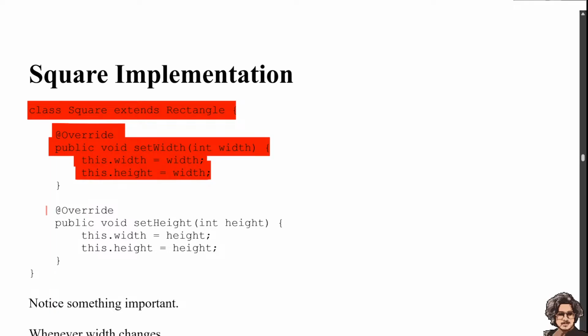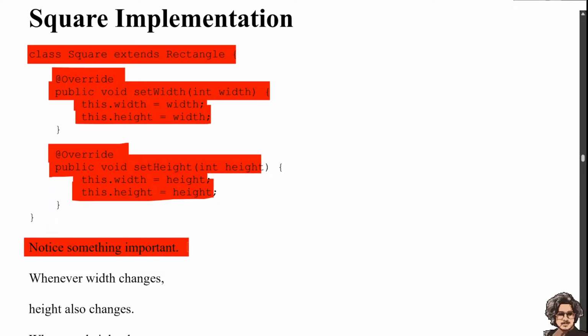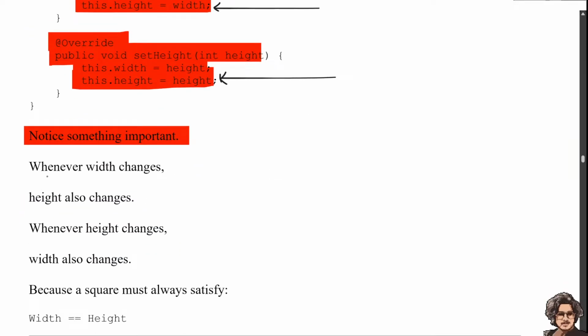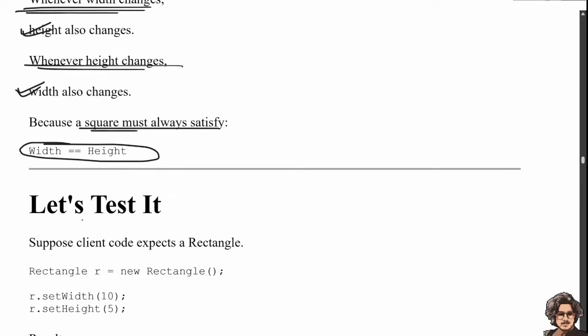And it overrides another property, that is setHeight. So this.width is equal to height and this.height is equal to height. Notice anything? That is the new thing you notice, this part and this part. Whenever the width is changed, the height is also changing. Whenever the height is changed, the width is also changing, because the square must satisfy the condition height is equal to width.